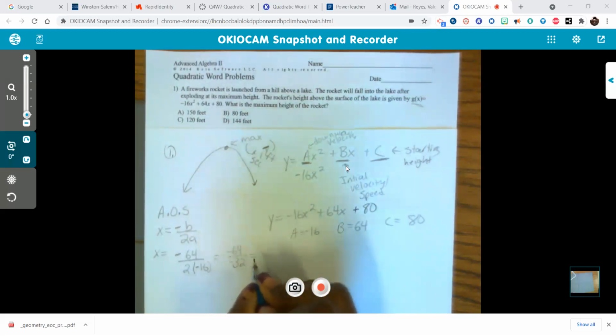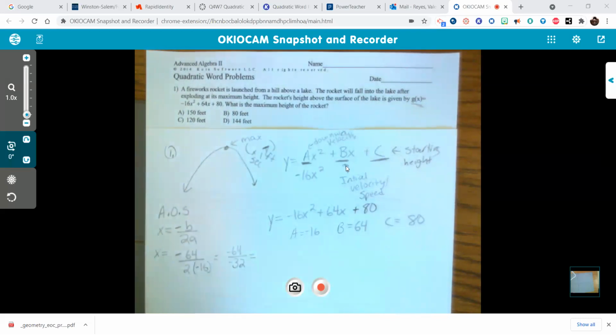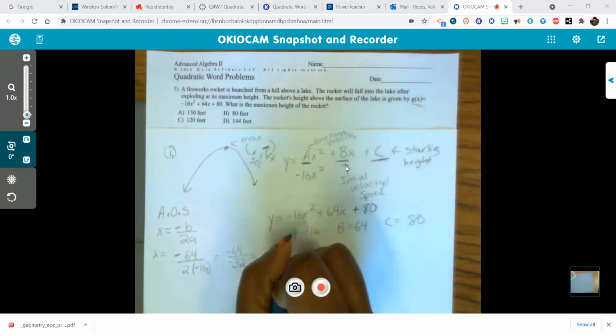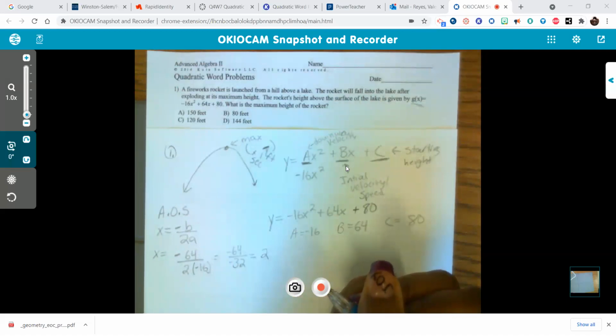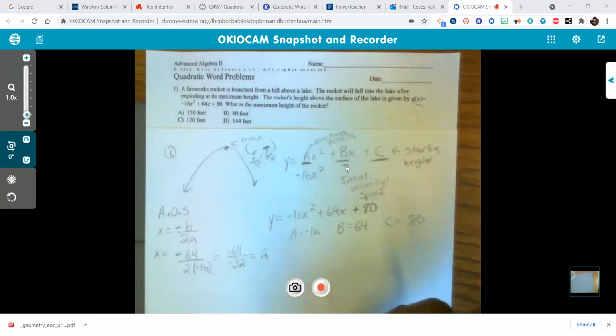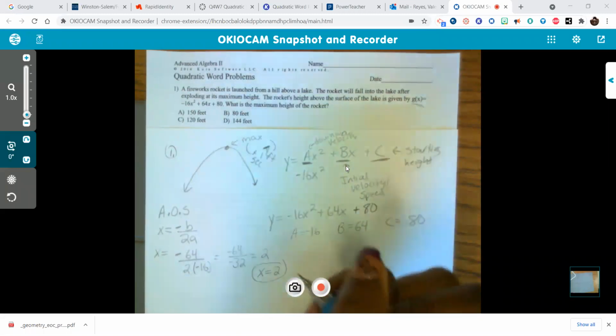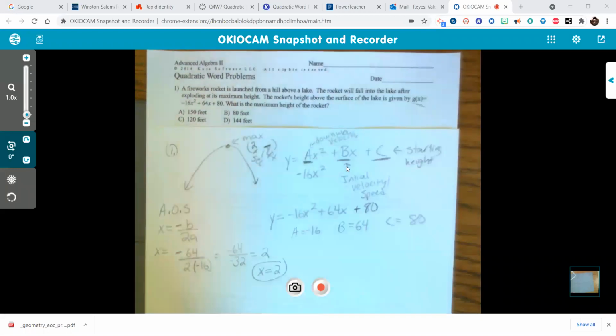So what is my X value going to be? What's negative 64 divided by negative 32? Positive 2. So my X is equal to 2. X is equal to 2. Right, so this is 2. In 2 seconds, it reached the highest point. It reached its max point in 2 seconds. Its highest height. So what was that then?